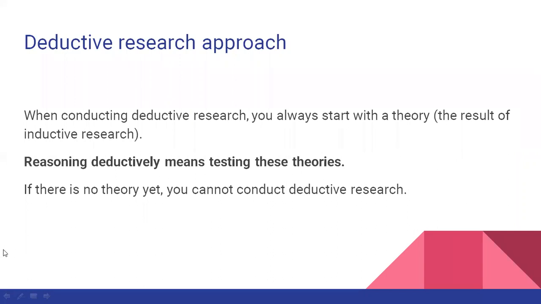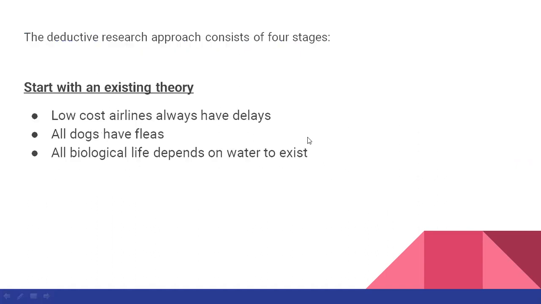So we can conclude that if there is no theory, can you perform deductive research? If I ask all of you a simple question, if there is no theory, can you perform deductive research? No, sir. Good. Because deductive research relies on the theory that is the output of inductive research. Now, let's see the stages involved in a deductive research approach with some examples.